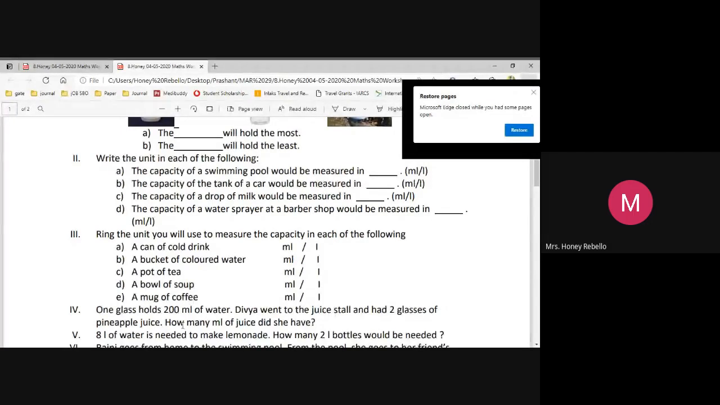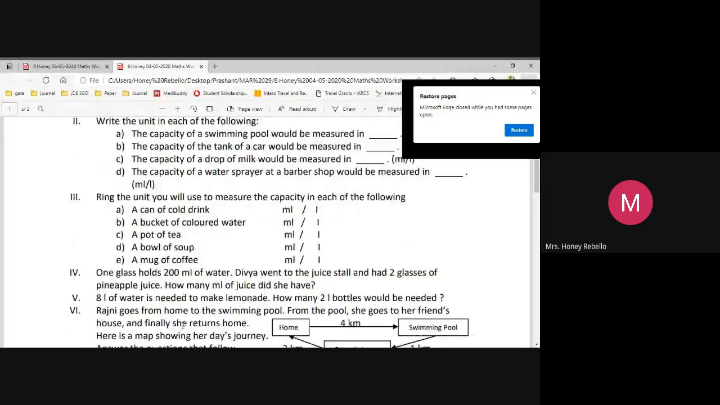Good, Sachin. Sanjay Krishna, third one. The capacity of a drop of milk. Just imagine a drop. Would be measured in? Milliliter. Very good. When you say, you must say properly milliliter, not millimeter, because it is only one drop. Very good.